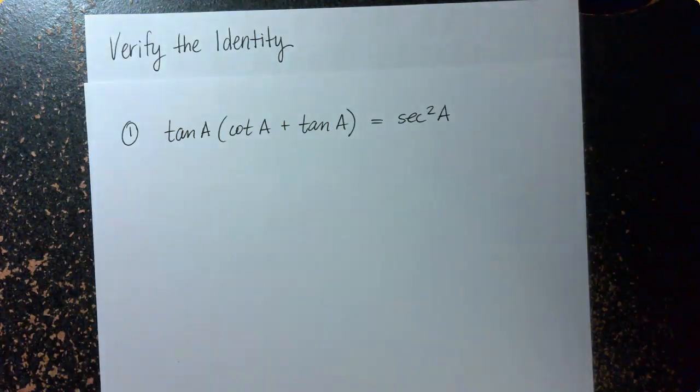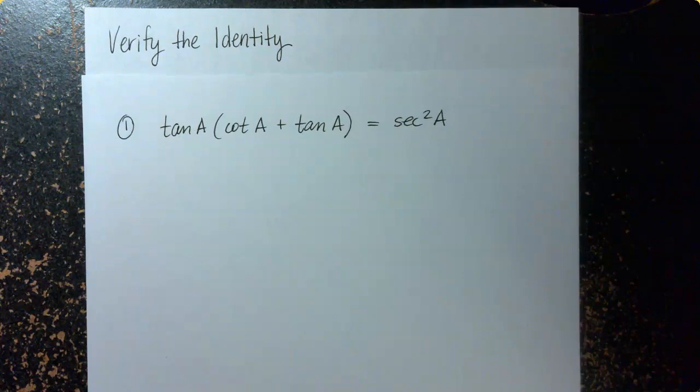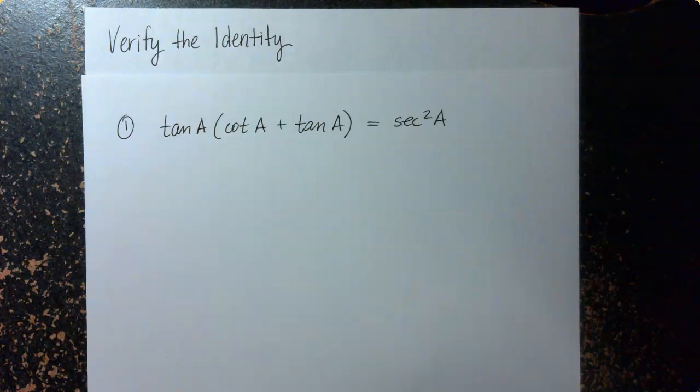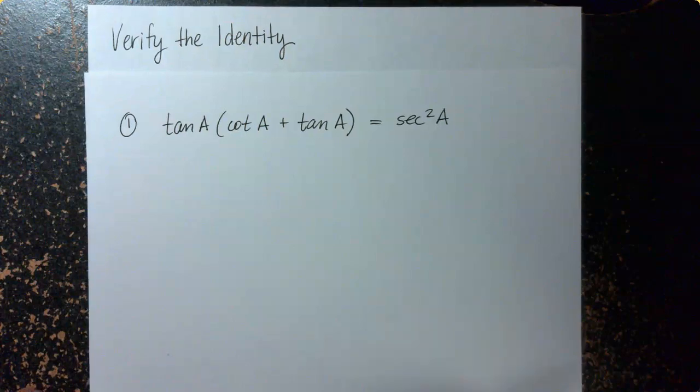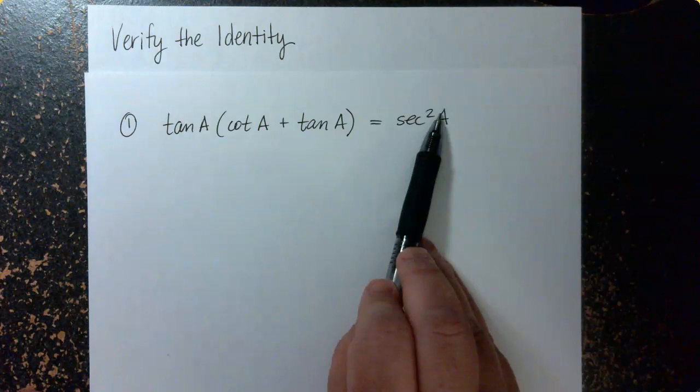So, for instance, we might have a problem that looks like this, and we're asked, verify the identity. Now, first off, an identity is something that is always true. So that's all that means. An identity just shows that this is always true. No matter what A is, no matter what our specific angle is, it's going to be true for every angle. All right, so the first thing you get is an equation. That's your identity. This is equal to this all of the time is the idea.